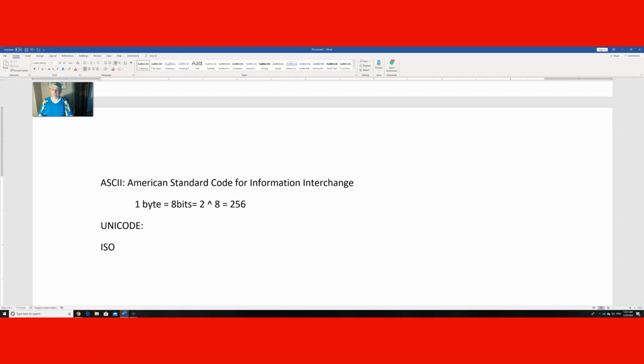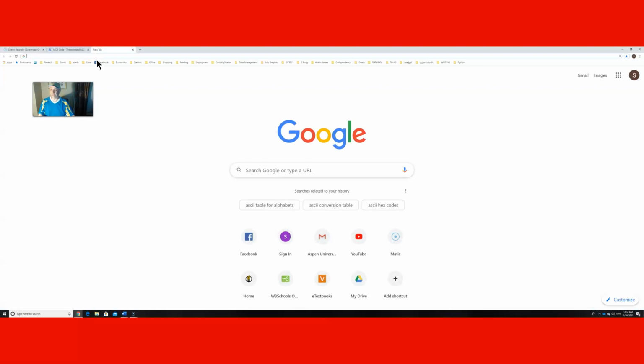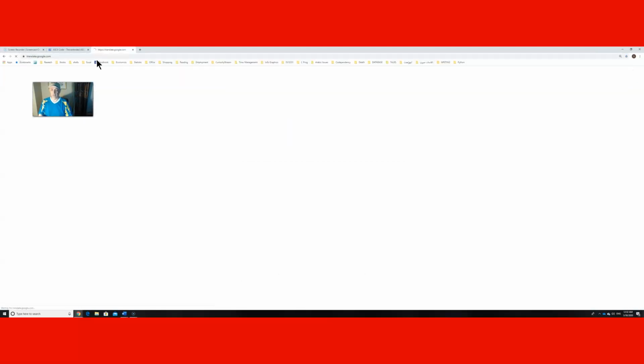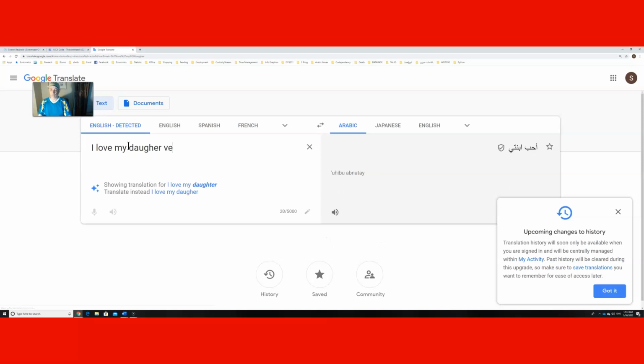So if I wanted to write, "I love my daughter very much," I would have to go to Google and use Google Translator. So I start by going to translate.google.com, and I would type here, "I love my daughter very much," which I do. Okay, and in this case, if I put that into Arabic, it says whatever it says in Arabic.